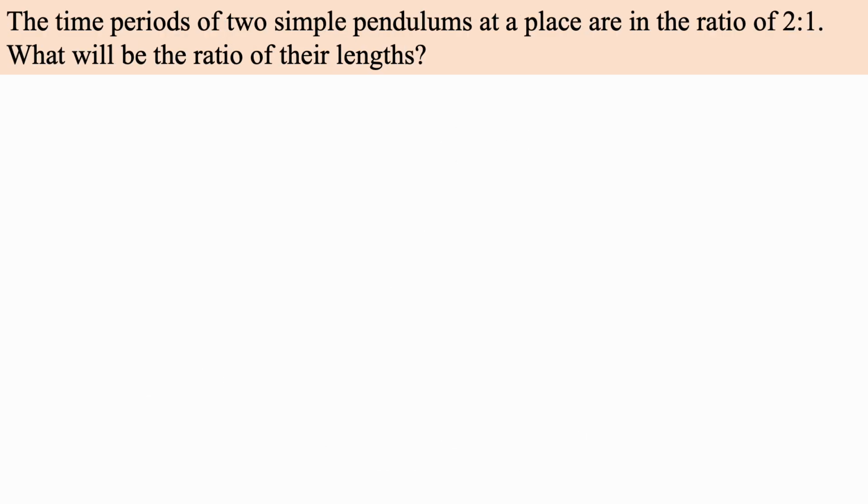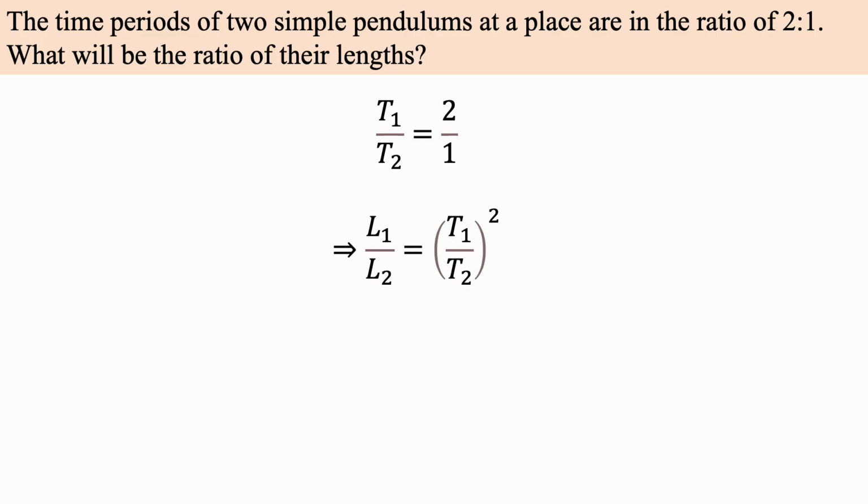Time periods of two simple pendulums at a place are in the ratio of 2:1. What will be the ratio of their lengths? T1 by T2 is equal to 2 divided by 1. We know that time period is directly proportional to the square root of length. So length would be proportional to T square. So L1 by L2 is equal to T1 by T2 whole square, which is 2 by 1 whole squared, which is 4:1.